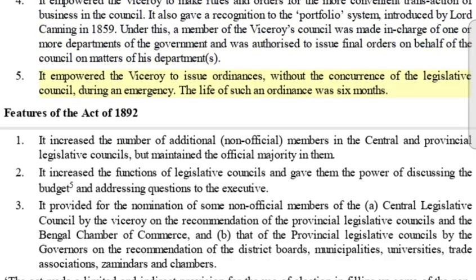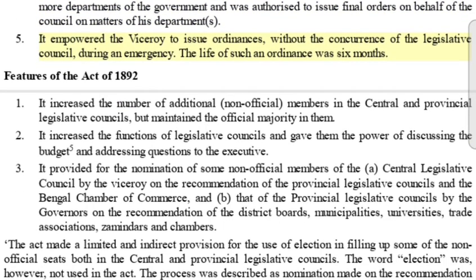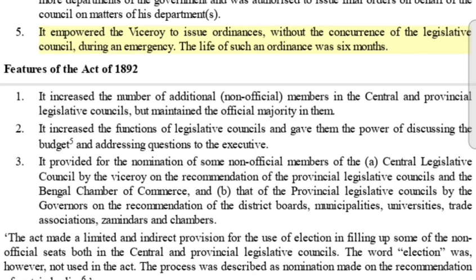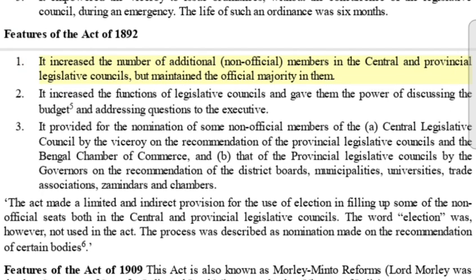5. It empowered the Viceroy to issue ordinances, without the concurrence of the Legislative Council, during an emergency. The life of such an ordinance was 6 months. Features of the Act of 1892. 1. It increased the number of additional, non-official, members in the central and provincial legislative councils, but maintained the official majority in them.